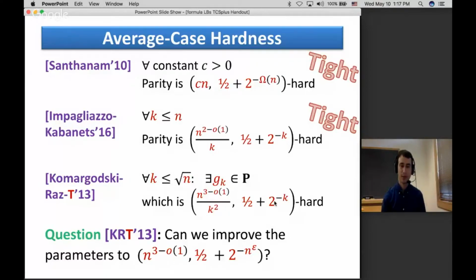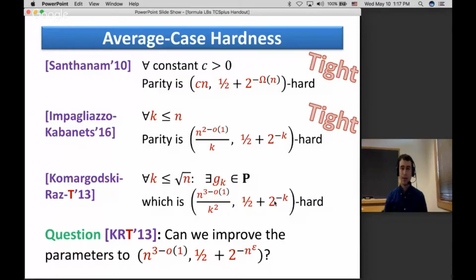But no, our result works for any parameter. You get a different function, so the function really depends on the parameter. It appears as some parameter in the construction of the function. But it would be nice to get one function that is hard for all of them. Yeah, okay, thank you for the question.